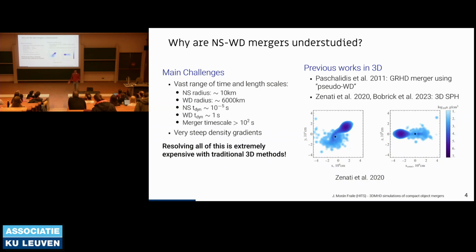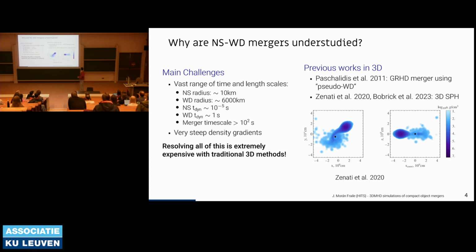Even though both are technically compact objects, they're not the same level of compactness. Neutron stars have radii on the order of 10 kilometers, whereas white dwarfs are close to the size of the Earth, over thousands of kilometers. This means they also have different characteristic timescales. Neutron stars have timescales on the order of 10 to the minus 5 seconds, whereas white dwarfs are on the order of seconds, and their mergers are going to be on the order of hundreds of seconds. So if you want to simulate all of this in 3D in particular, you need to cover this vast range of spatial and timescales, which has been traditionally out of scope for most 3D methods.